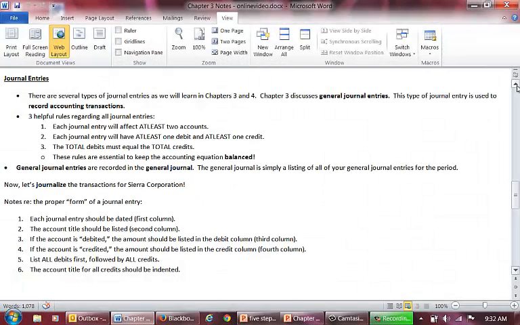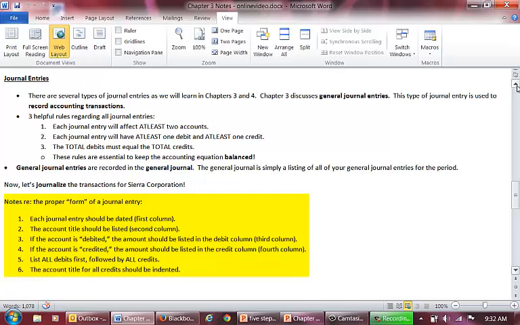Now that you understand debits and credits, let's talk about journal entries. I've provided 3 helpful hints that hold true for all journal entries. First, each journal entry will affect at least 2 accounts. Second, each journal entry will have at least 1 debit and at least 1 credit. Third, the total debits must equal the total credits. We must follow these rules, otherwise the accounting equation will not remain balanced.